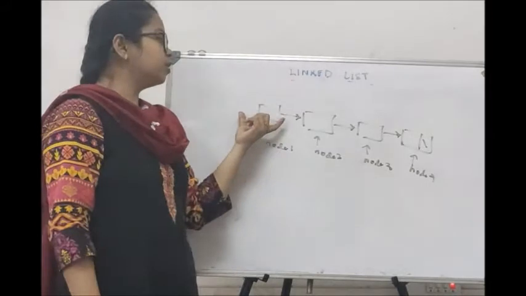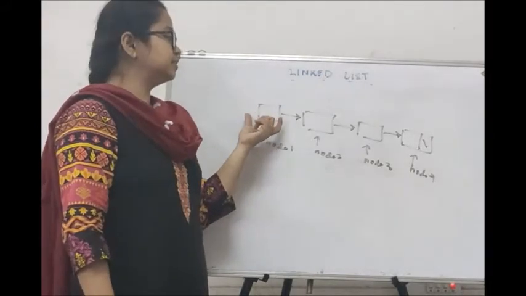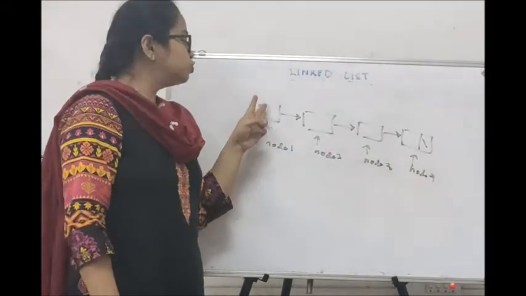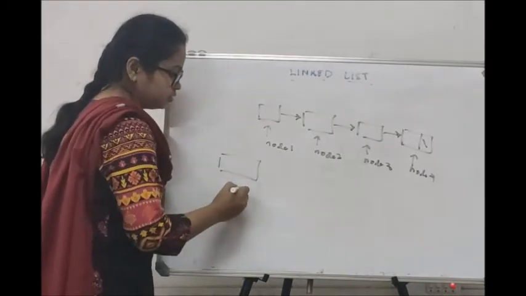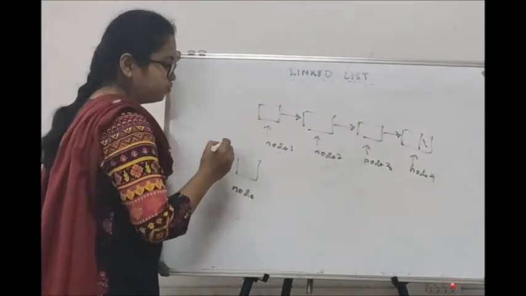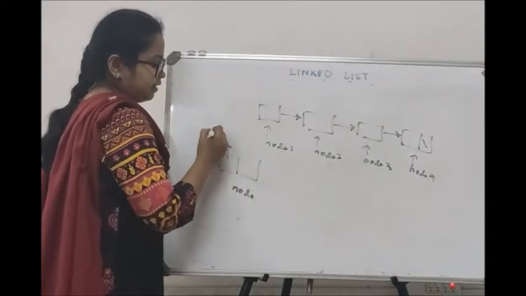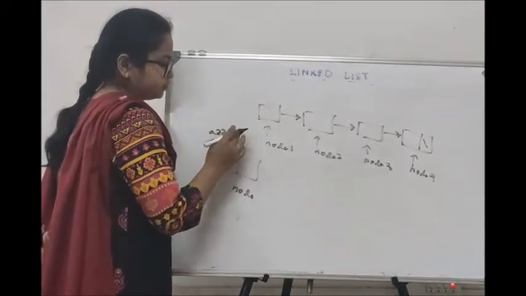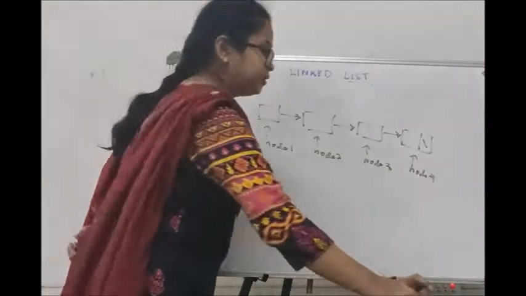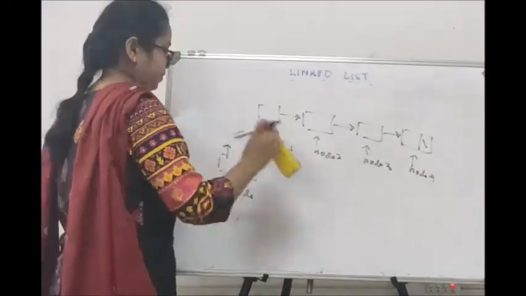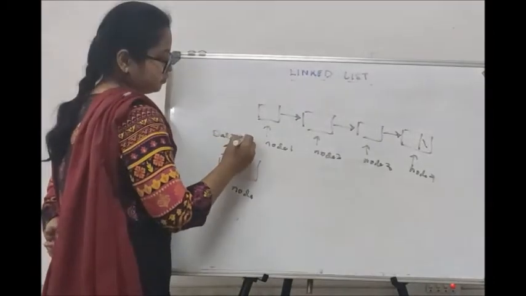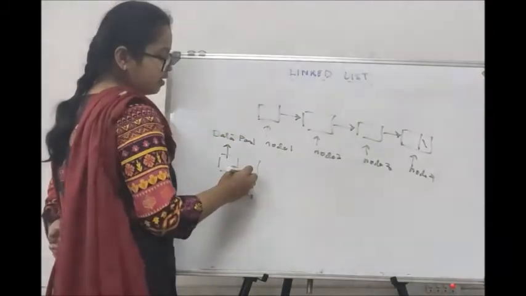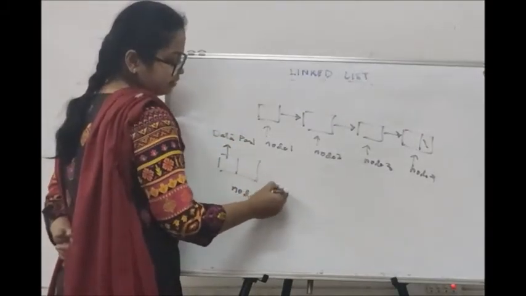We define a node in a linked list as having two parts. Suppose this is a node. It has two parts. The first part is the data part, where we store the data, and the second part is the address part.